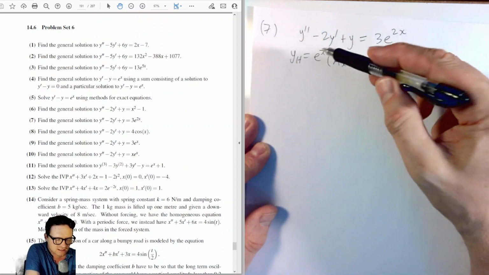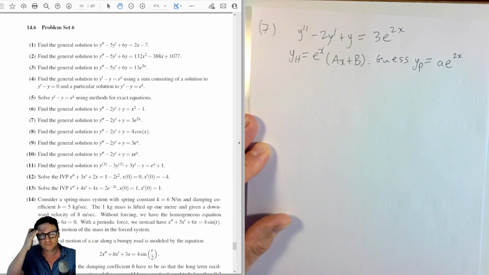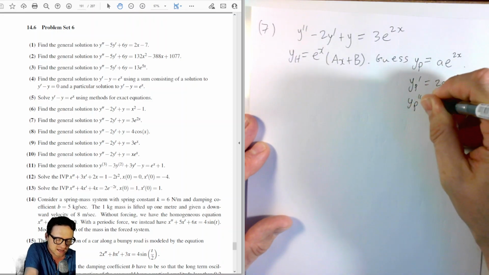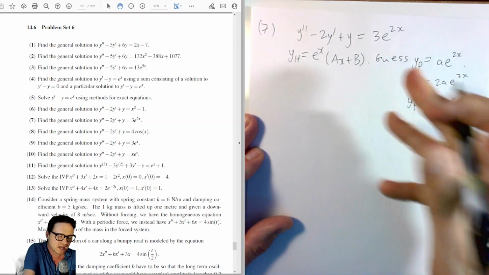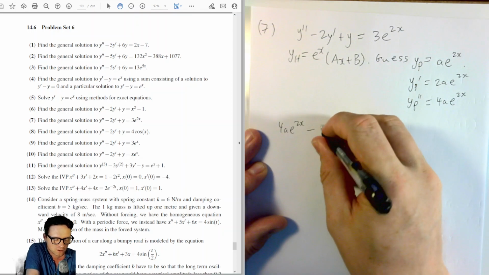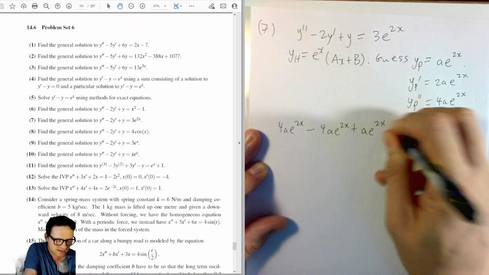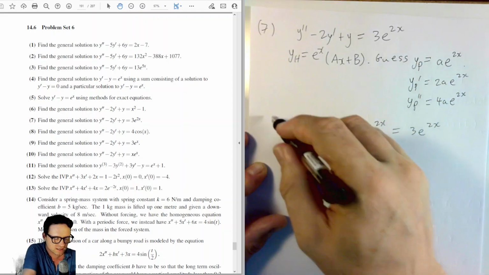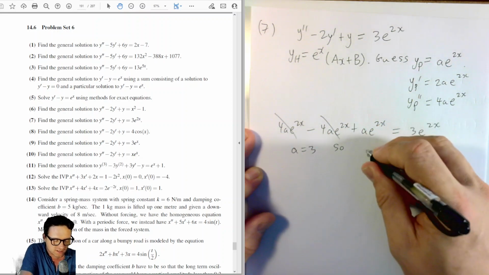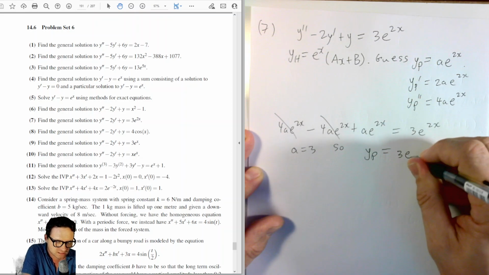Now notice the 2x is not the same exponent as the single x. So we're okay here to guess lowercase a e to the 2x. All right, now differentiating, we have yp dash is 2a e to the 2x. yp double dash is 2 times 2 is 4a e to the 2x. And putting this into the differential equation, we have 4a e to the 2x minus 2 times 2 is 4, a e to the 2x, and then plus a e to the 2x is equal to 3e to the 2x. Okay, now these two vanish, and so we can see matching the two of these that a has to be equal to 3. And so we get our particular solution. yp is equal to 3e to the 2x.